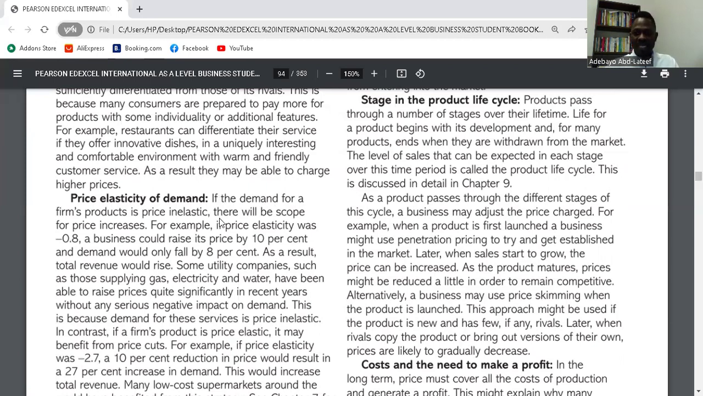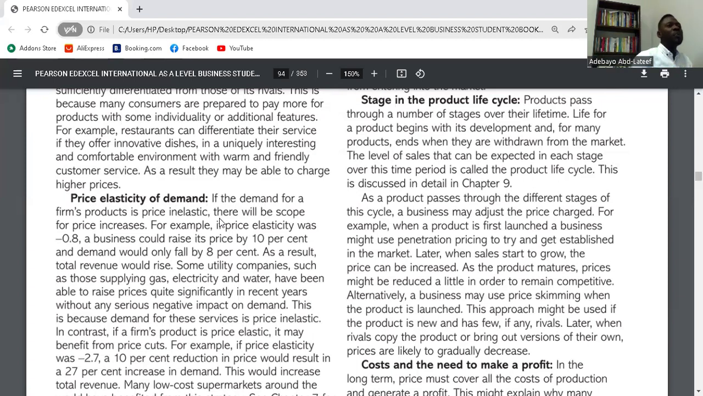So here they said, when the product is first launched, a business might use penetration pricing to try and get established in the market. Later, when sales start to grow, the price can be increased. As that product matures, prices may be reduced a little in order to remain competitive. Alternatively, a business may use price skimming when the product is launched. This approach might be used if the product is new and has few, if any, rivals. Later, when rivals copy the product or bring out versions of their own, prices are likely to gradually decrease. I think the point is clear there.